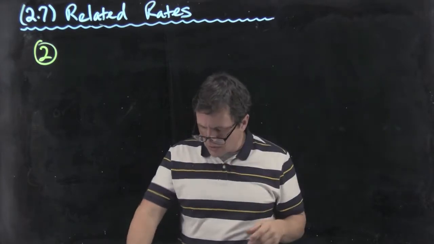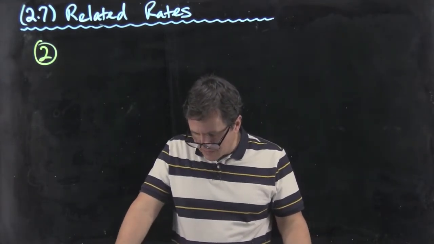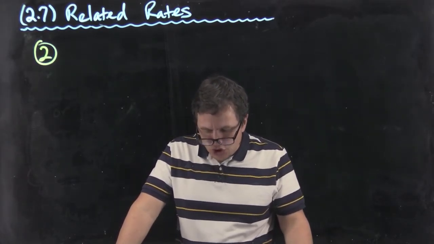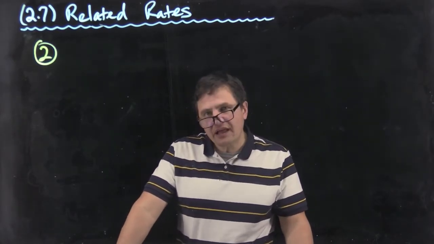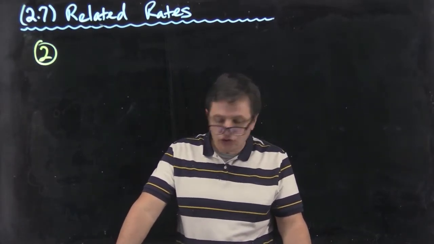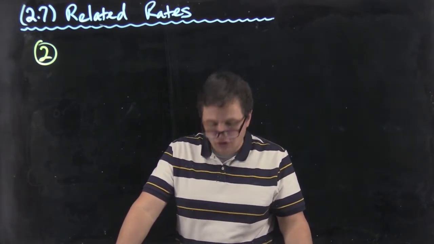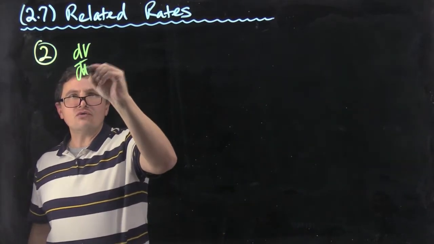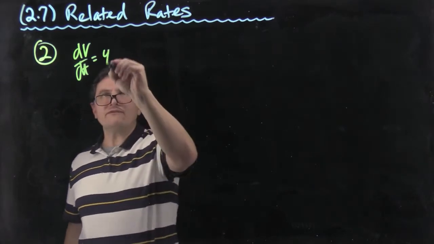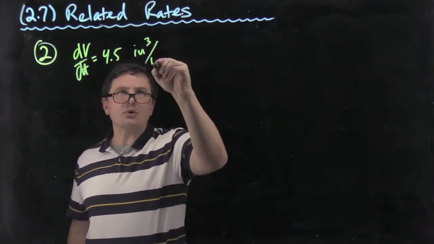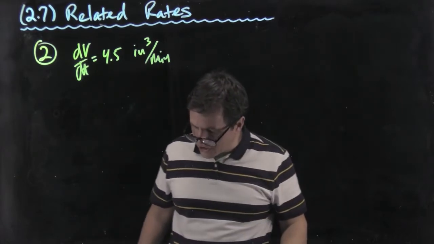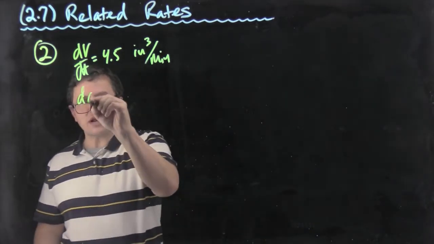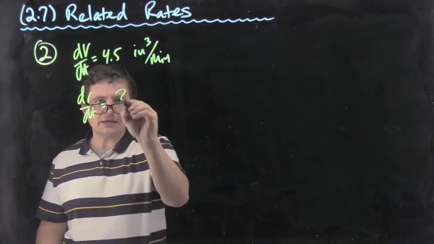Okay, problem 2, this one's going to be a lot quicker. Air is being pumped into a spherical balloon at a rate of 4.5 cubic inches per minute. So realize cubic inches, we're talking about volume of the balloon. Now we're talking about a spherical balloon. So cubic inches per minute, we'll call this dV over dt, and this is 4.5 cubic inches per minute. Find the rate of change of the radius when the radius is 2 inches. So we want to find the rate of change of radius, we'll call that dr over dt.